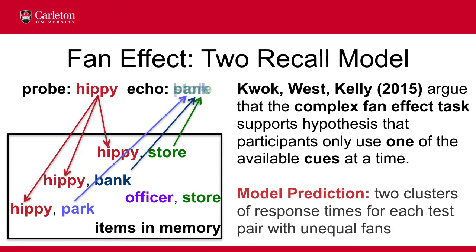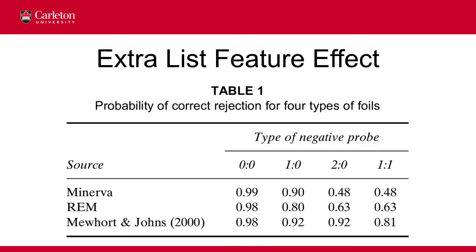That participants are doing a recall for each item does not seem immediately implausible. Kwok, West, and Kelly, 2015, argue that evidence from a more complex variant of the fan effect task supports the hypothesis that participants only use one of the available cues at a time to make a retrieval, even when it would seem to be beneficial to use both cues. If individual response times are a function of the fan of only one item in each test pair, we should expect to find two clusters of response times for each test pair with unequal fans, one cluster that is a function of the smaller fan, and one cluster that is a function of the larger fan. Testing this empirical prediction of the two retrievals model is a matter of future work.